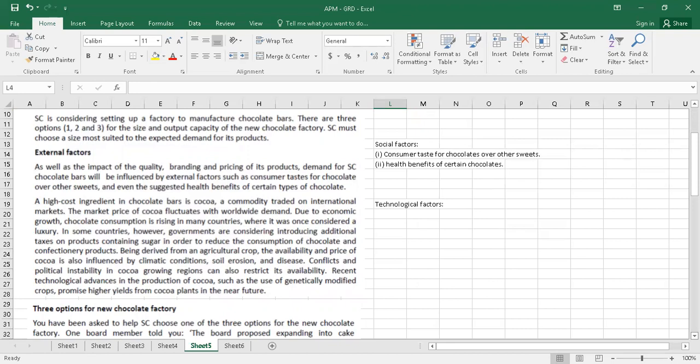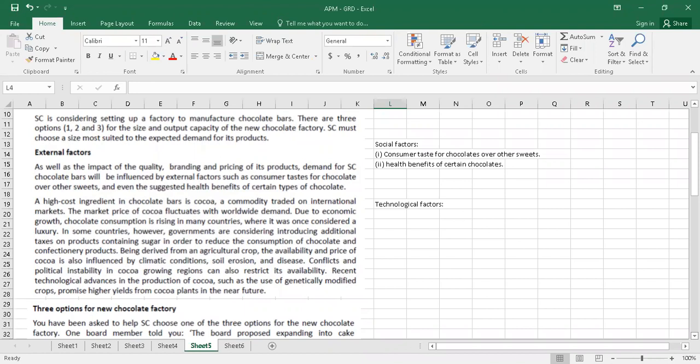See, being derived from an agricultural crop, the availability and price of cocoa is also influenced by climatic conditions, soil erosion, and disease. So, what do we call these factors as? See, there are certain factors like climatic conditions, soil erosion, and diseases. These things also affect the supply and availability of this ingredient, cocoa, being derived from an agricultural crop. The availability and prices of cocoa is also influenced. So where do we fit this into?